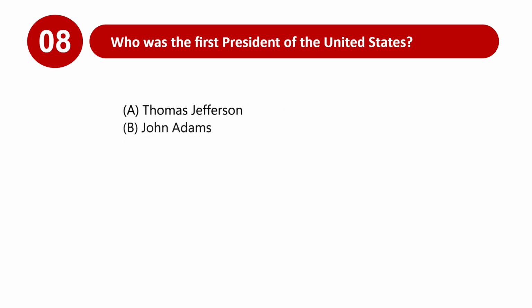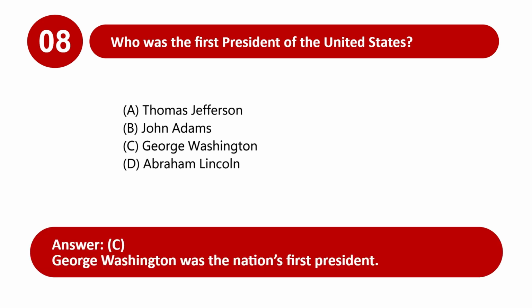Who was the first President of the United States? A. Thomas Jefferson. B. John Adams. C. George Washington. D. Abraham Lincoln. Answer C. George Washington was the nation's first president.